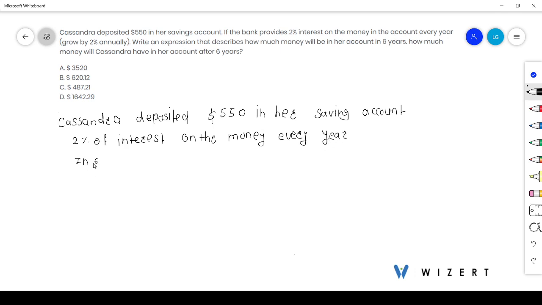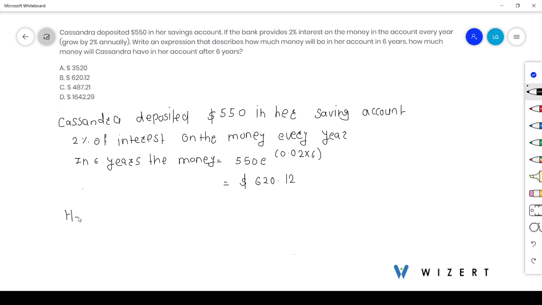So, in 6 years, the money will be, we can represent this by the expression 550 e to the power 0.02 into 6. That is, after solving this, we get $620.12.